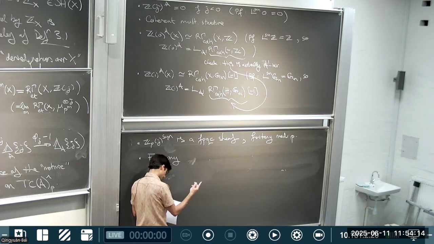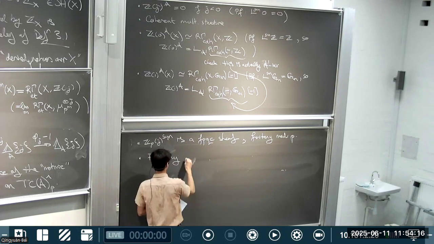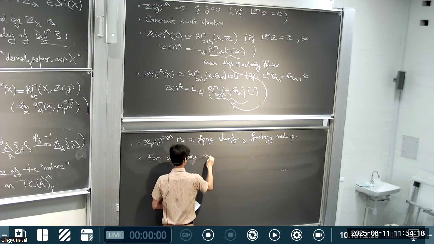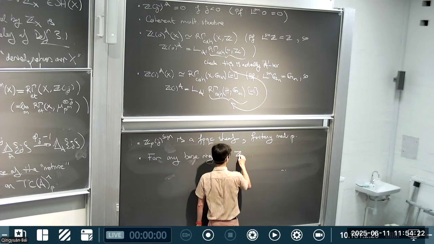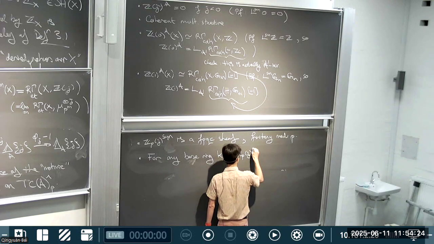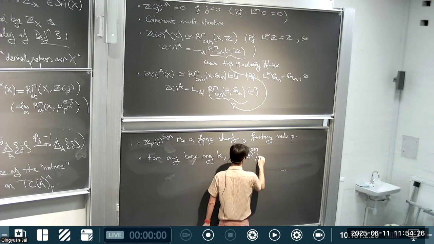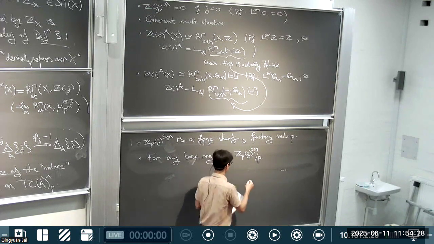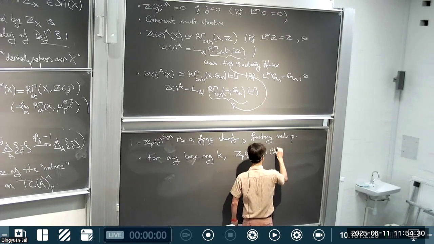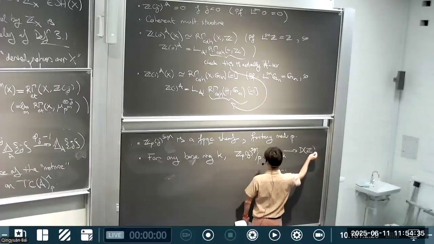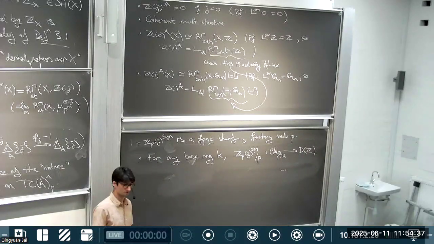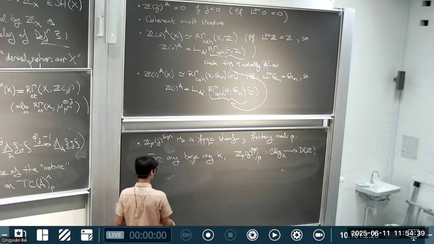But here's another way you can construct it. So for any base ring K, again, I need to look at it mod P because otherwise there will be completions involved that will mess things up. Syntomic cohomology is left Kan extended from smooth algebras.